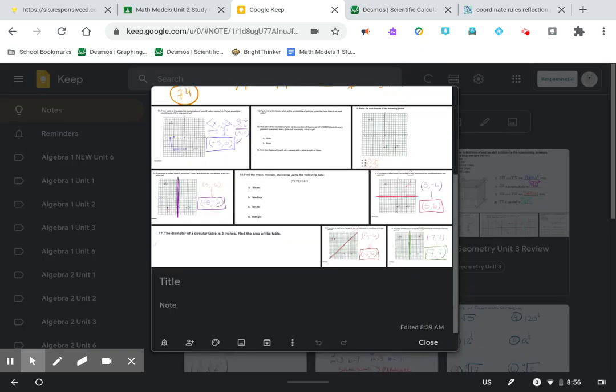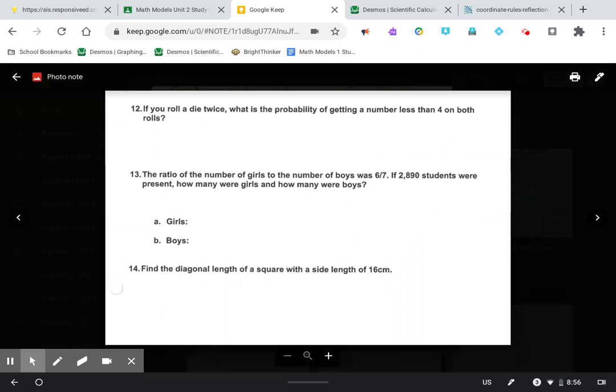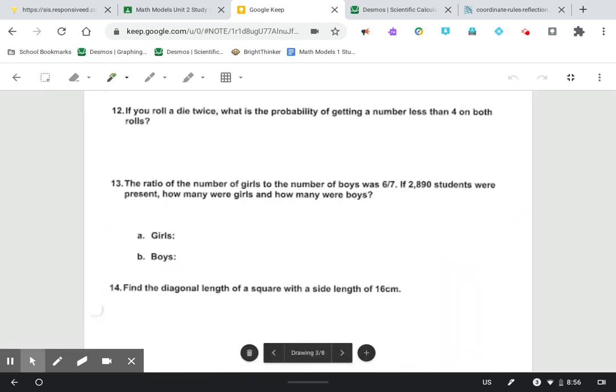All right, so that's it for all those graphing problems. Make sure you have a grasp on that. Now let's jump back over to some of these probability problems and some of these other items on the test. It says here, if you roll a die twice, what is the probability of getting a number 4 on both?